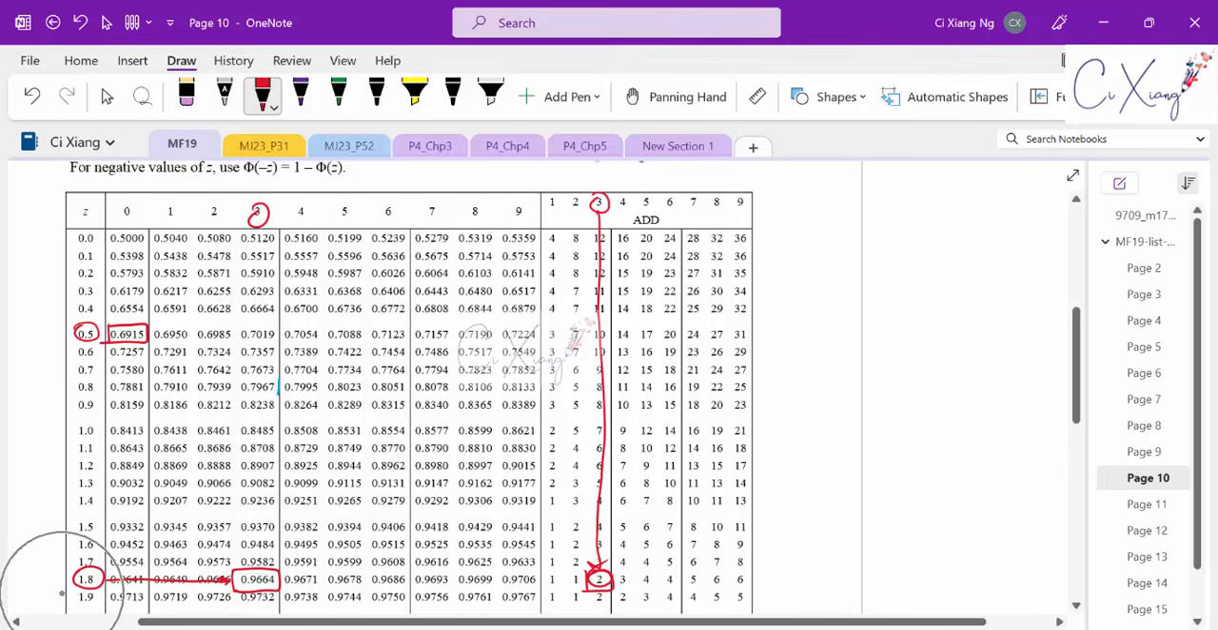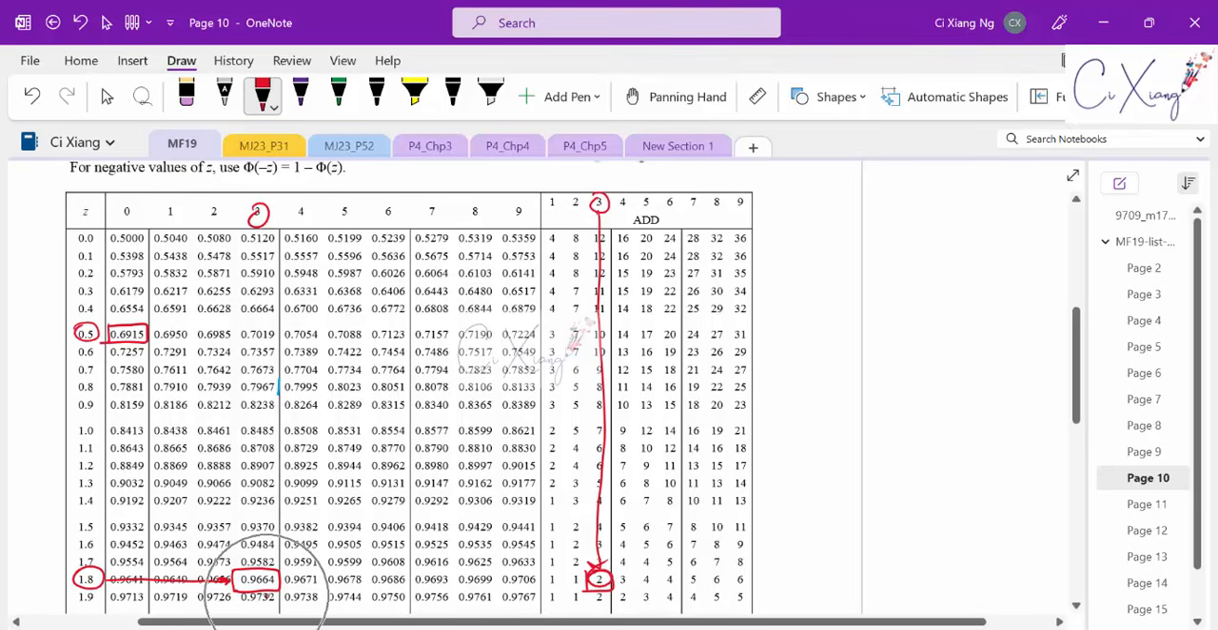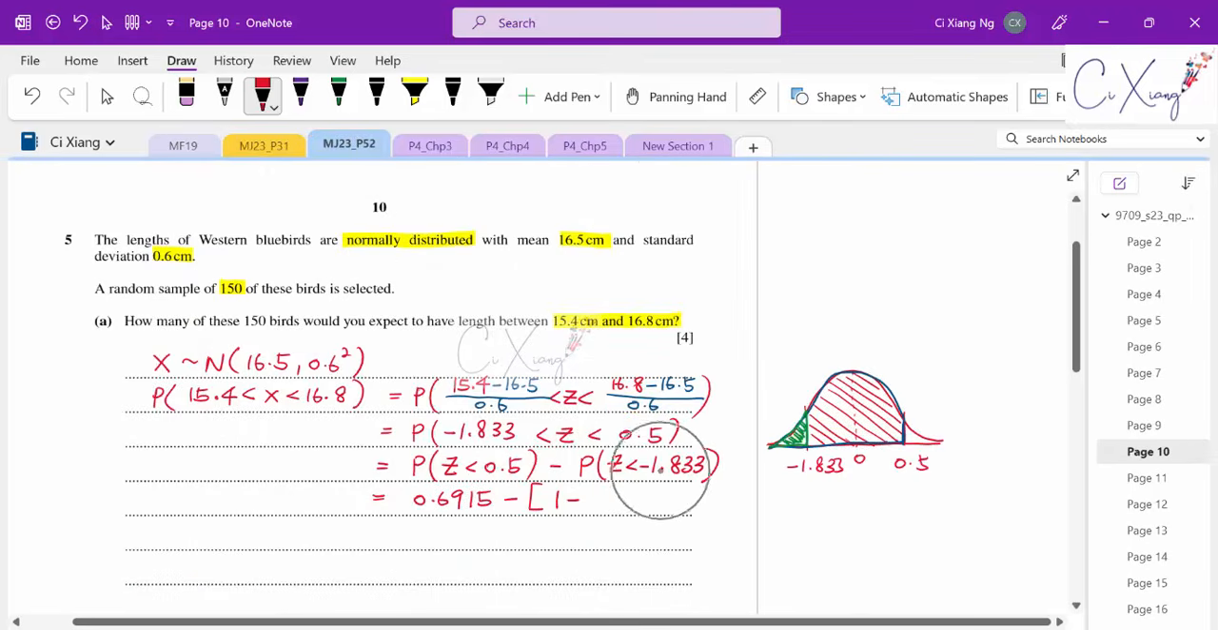Okay, so you see 1.833. So that means you need to add a 2 at the last digit of this 9664. So 9664, you plus 2, you will get 9666, right? Okay, so for this probability, it will be 1 minus 0.9666, so that I can get this small green color area here. Okay, then again, by just pressing the calculator, try to simplify, you have your answer 0.6581.